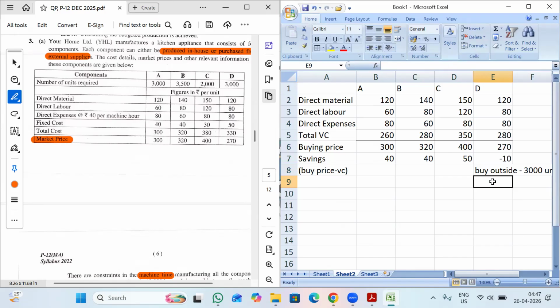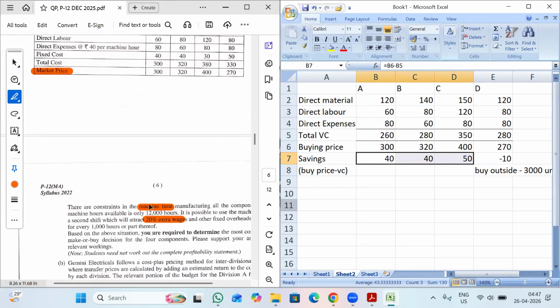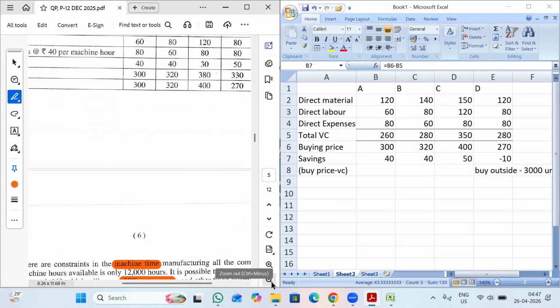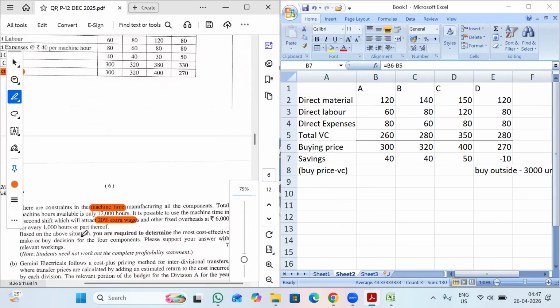So now the thing is, I want to decide how I need to manufacture these three products and how many units I need to manufacture. So remember one thing always: if you are having key constraints, then we should go for calculating contribution per key factor. In this case, I am having savings, so I need to calculate savings per machine hour.